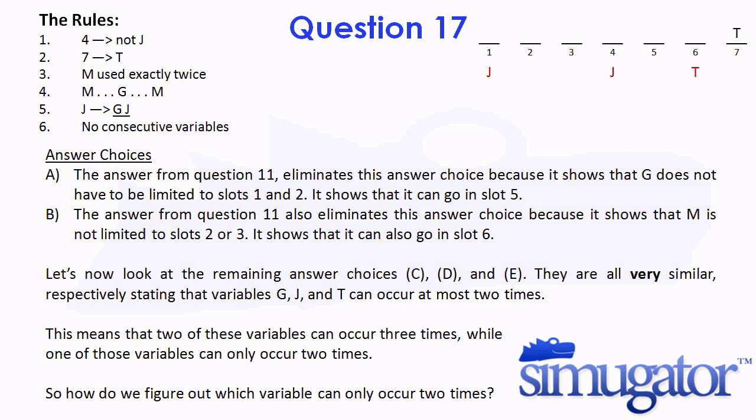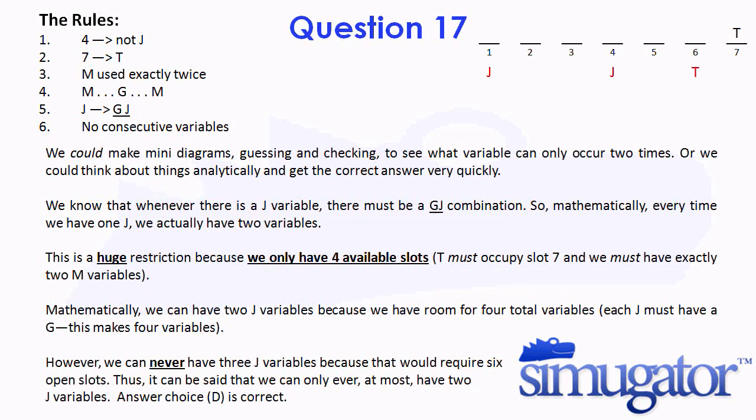They were all very similar, and they state that the variables G, J, and T can occur at most 2 times. This means that 2 of these variables can occur 3 times, while only 1 of these variables can occur 2 times. So how do we figure out which variable can only occur 2 times? Our previous work does not help us here. Now we could make mini diagrams, guessing and checking, to see what variable can only occur 2 times. Or we could think about things analytically and mathematically, and we could work smarter and not harder and get the correct answer very quickly. This is what logic games is all about.